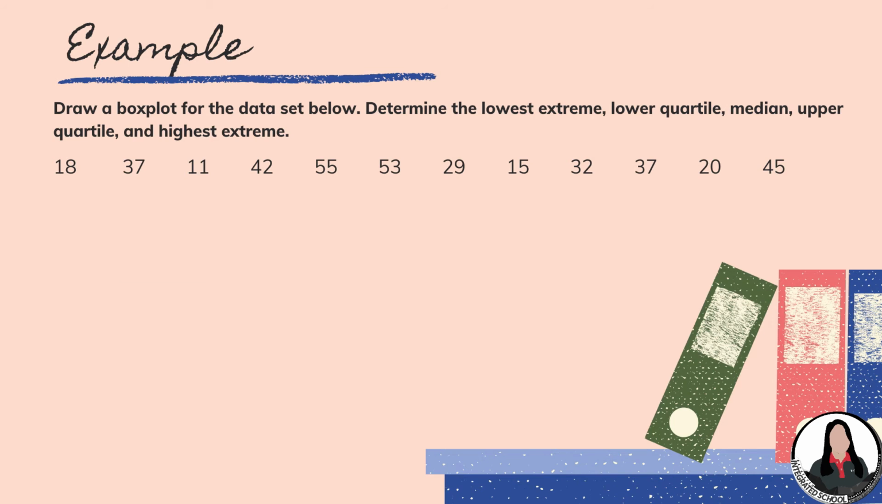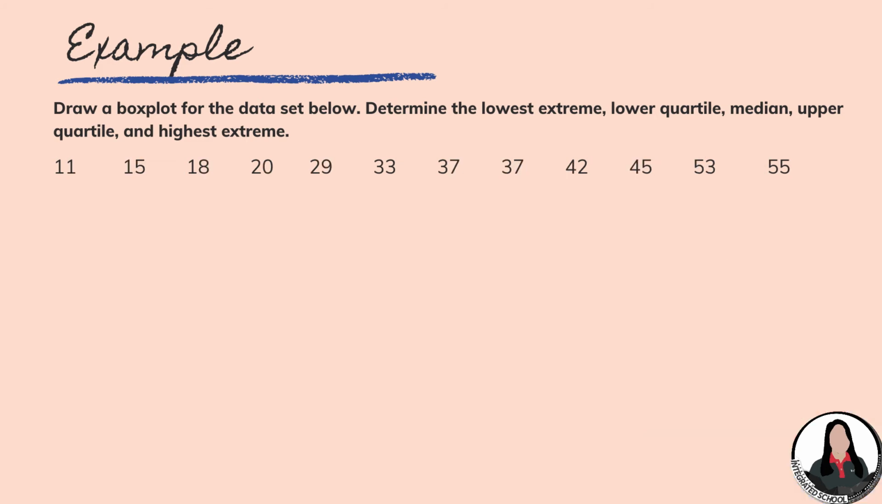So, I have here an example wherein we are asked to draw a box plot for the dataset below. We are asked to determine the lowest extreme, lower quartile, median, upper quartile, and highest extreme. So the data set, we have 18, 37, 11, 42, 55, 53, 29, 15, 32, 37, 20, and 45. So the first step is to rearrange this into ascending order. So let us rearrange this.